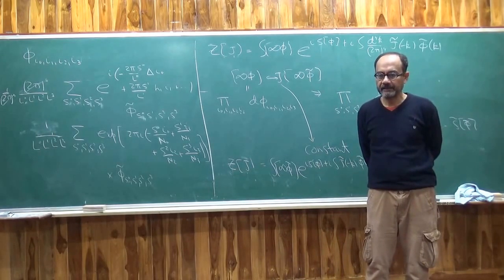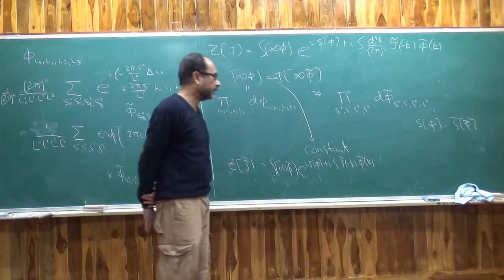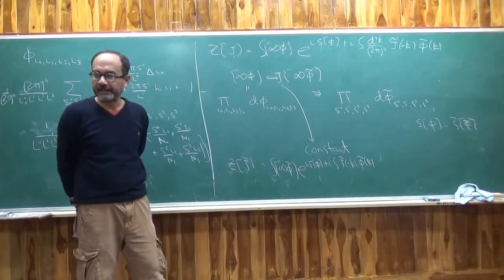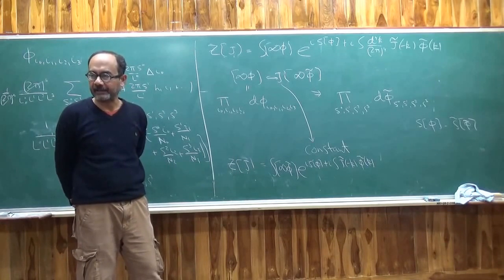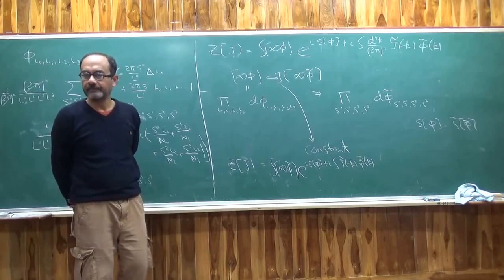Is this clear? To change your variables is allowed because it's just an ordinary integral. But you have to keep track of the Jacobian when it's non-trivial. That's what you have to keep in mind.